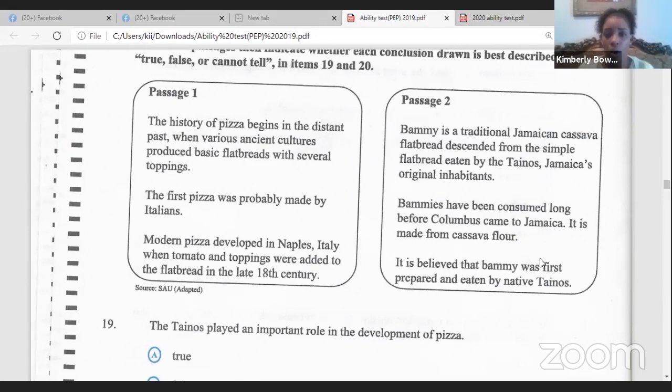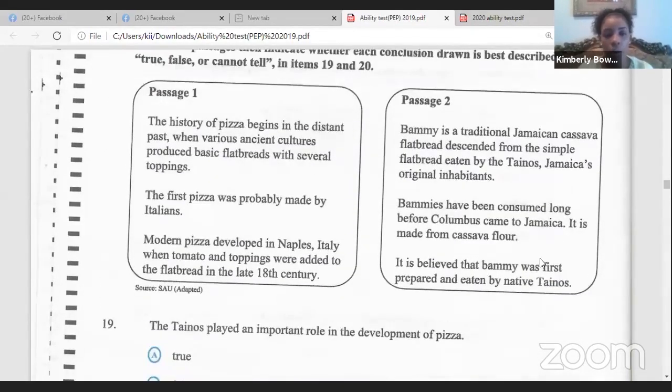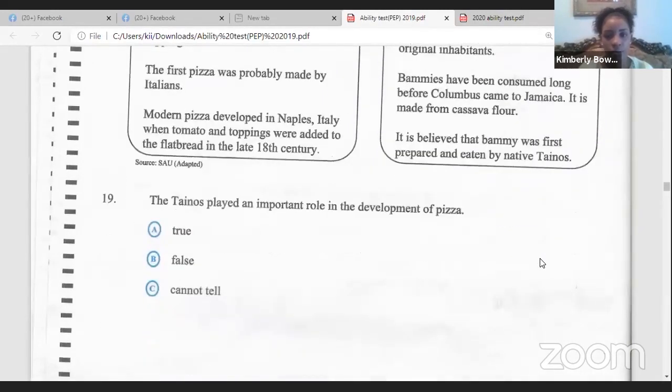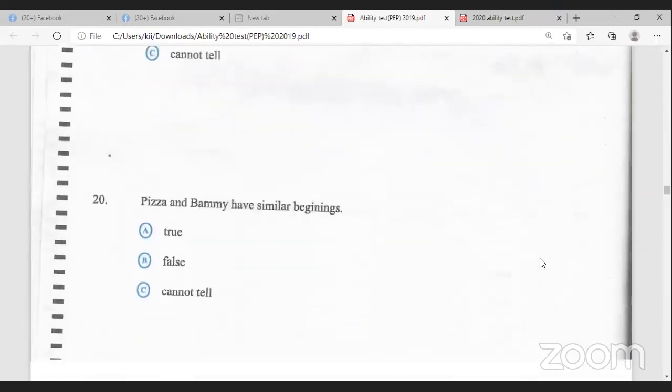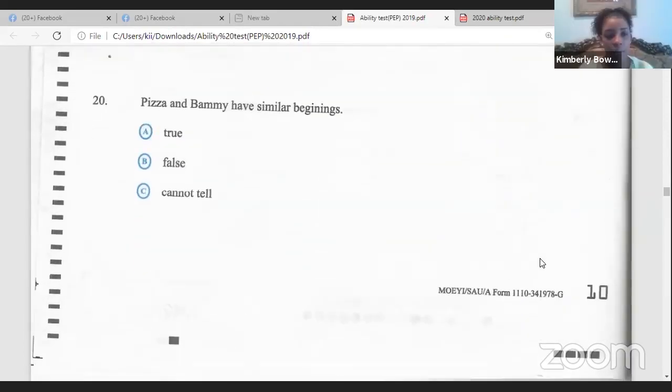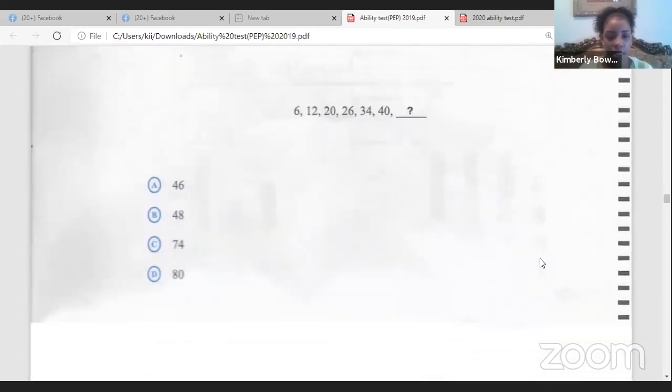So it speaks about the similarity between the background or the origin of pizza and bammy. But because the Tainos played an important part in the creation of bammy, they're also wondering if the Tainos were a part of the creation of pizza. But it didn't say, so we can say false. But we can definitely say that pizza and bammy had similar beginnings. This is a little bit different, but it's still a passage nonetheless.